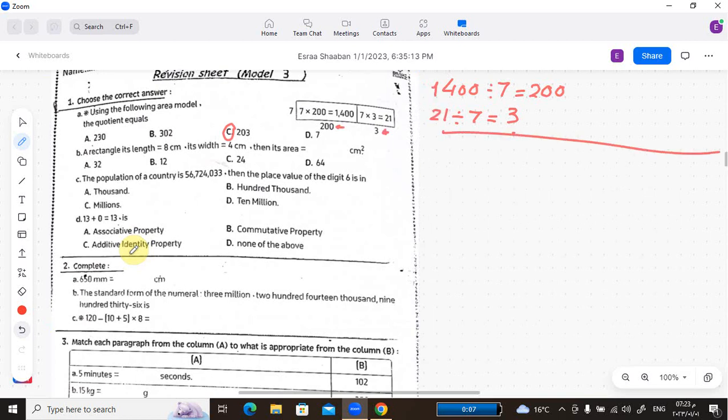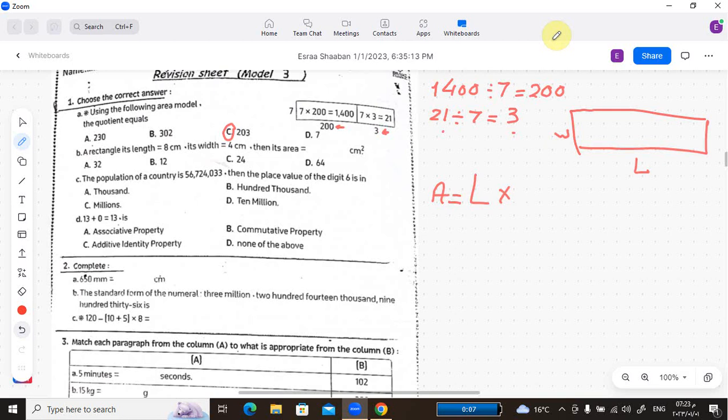Letter B. A rectangle, its length 8 and the width 4. Solve the area. Area means length times width. If I don't know, draw it to know the rule. Length and width. And we said area means length times width. The length here 8 times 4 equals 32 centimeter cube.